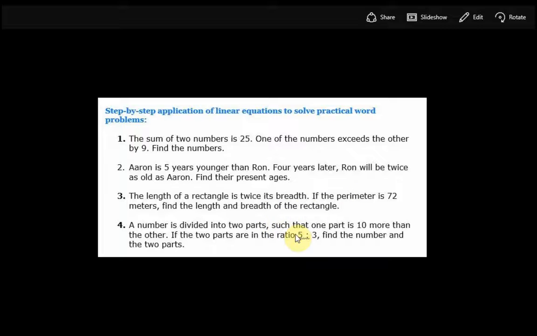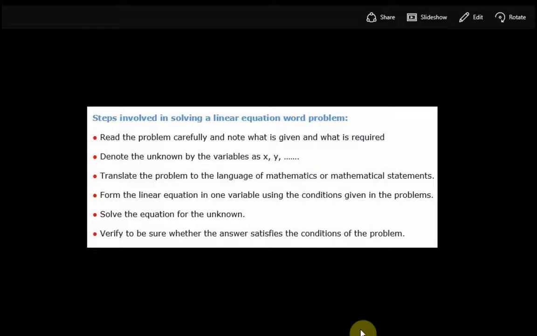Well, right now, I'll pop another image here, which talks about steps we have to follow. Okay, now these are steps involving a linear equation or the problem. So we have a word problem like that. We need to go through these steps. We have to read the problem carefully and note what is given and what is required.